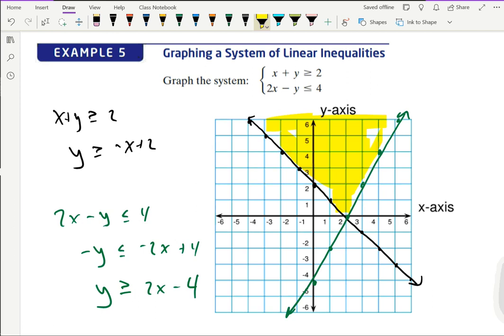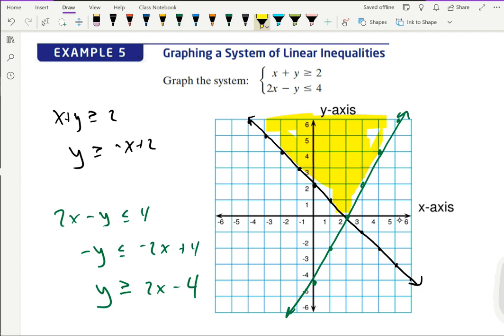Now, if I didn't like that technique, I can still choose test points. So if I choose, for instance, 0, 0 as a test point: is 0 plus 0 bigger than or equal to 2? No, it's not. So this region out here would not get shaded in. Let's do maybe 2, 2, because that's clearly in this region. 2 plus 2 is 4, which is bigger than 2. And 4 minus 2 is 2, which is less than or equal to 4, so that region would get shaded.